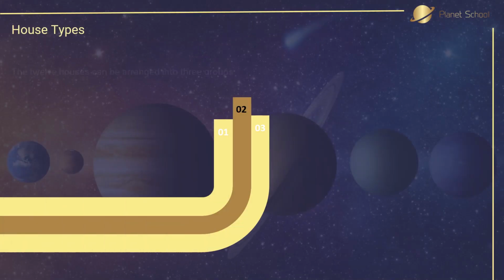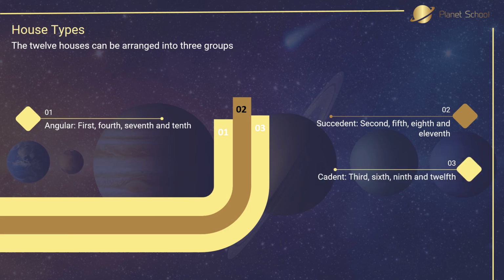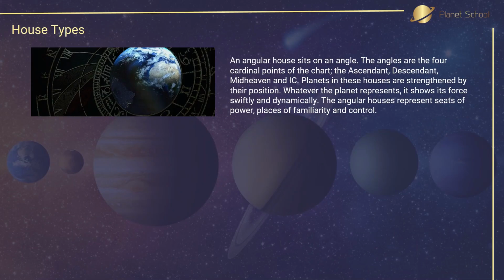House types. The 12 houses can be arranged into 3 groups: angular (1st, 4th, 7th, and 10th), succedent (2nd, 5th, 8th, and 11th), and cadent (3rd, 6th, 9th, and 12th). An angular house sits on an angle. The angles are the 4 cardinal points of the chart: the ascendant, descendant, midheaven, and IC. Planets in these houses are strengthened by their position. Whatever the planet represents, it shows its force swiftly and dynamically. The angular houses represent seats of power, places of familiarity and control.